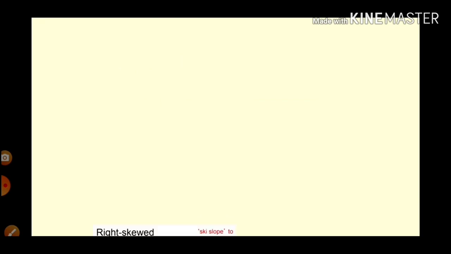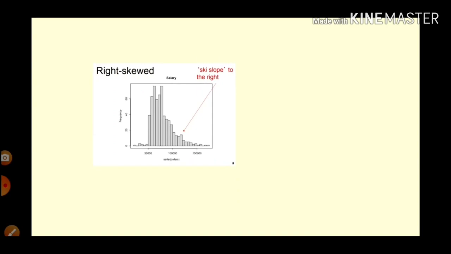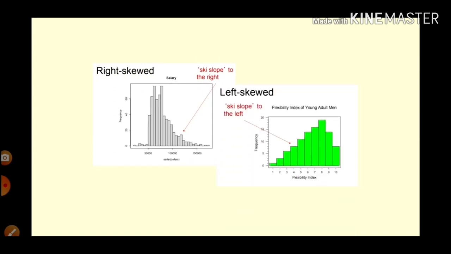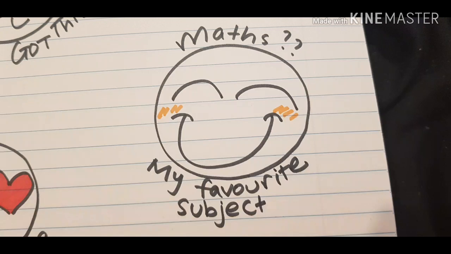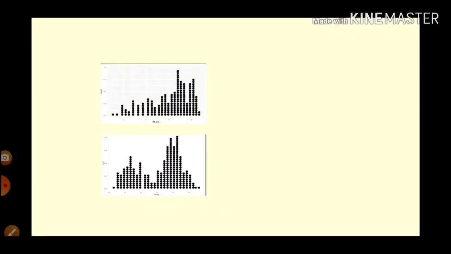Okay, how about this one? Right skewed. And on the right hand side it's left skewed because the tail is on the left. Okay, then analyze this one. What would it be? Have a think about it. How many peaks are there in the first one?